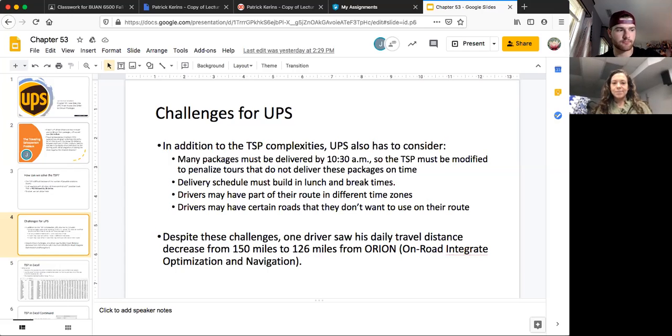And in spite of these challenges, the Orion software is what UPS uses to determine these routes. They said that one driver saw his daily travel distance decrease from 150 miles to 126 miles. So overall, it seems like there's quite a bit of satisfaction, even though there are challenges for UPS.